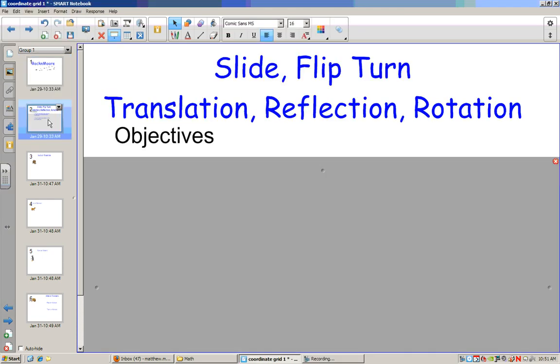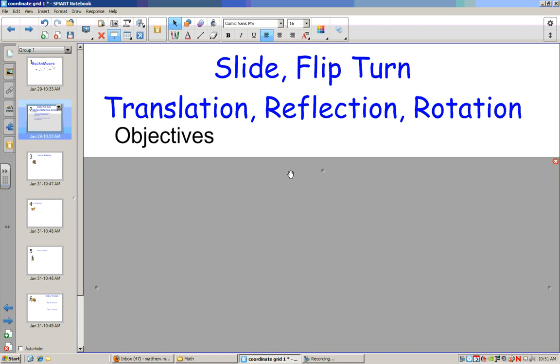Today's lesson is going to be on slide, flip, turn, or translation, reflection, rotation. So we're going to use both of these terms together. Slide and translation coincide, flip and reflection coincide, and then turn and rotation go together. So they mean the same things.